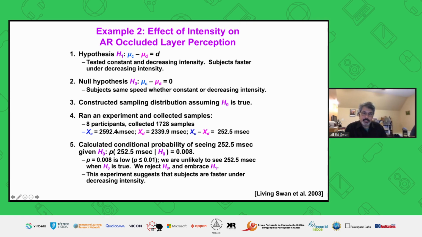Under constant intensity, about 2592 milliseconds. Under decreasing, about 2339 milliseconds. So the difference here is a quarter of a second. And the conditional probability of seeing this number, given the null, was only 0.008, so an unlikely event. Since this is low, we're unlikely to see a difference that large when the null is true. So we rejected the null, we embraced the alternative. This experiment did suggest that subjects are faster under decreasing intensity. But of course, it needs to be replicated.